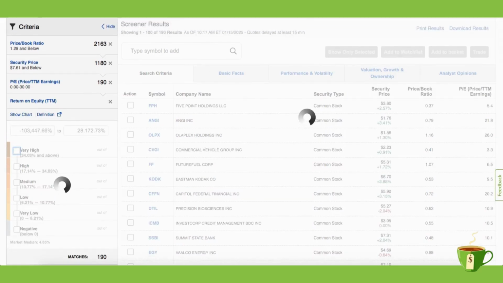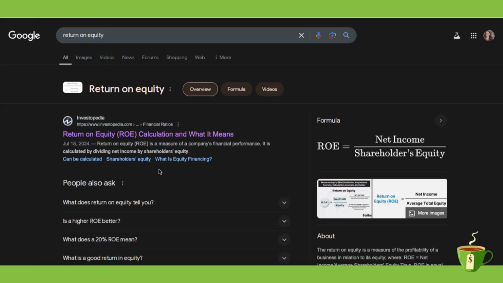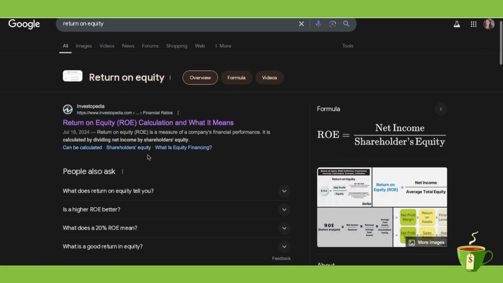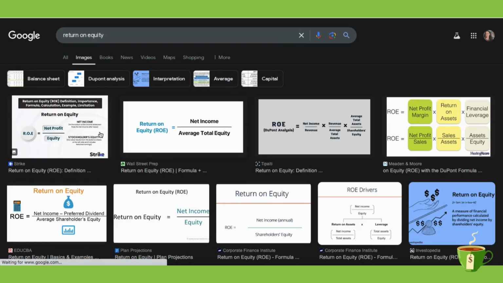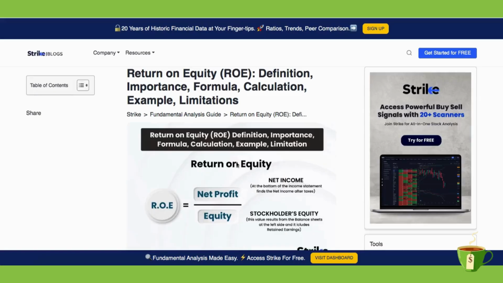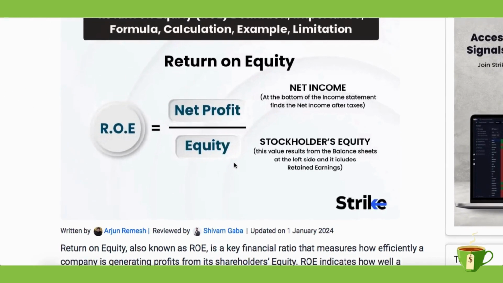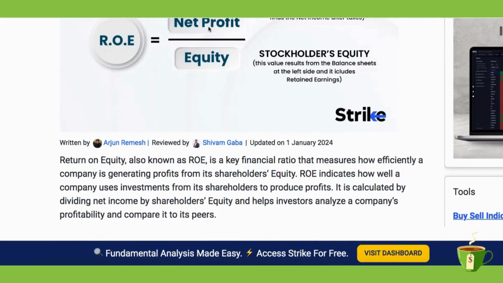So, let me show you this. It is dividing the net income by shareholders' equity. This is the formula. I think it's easier to just put it up here instead of putting it on the screen. So, yeah, net income and stockholders' equity, or shareholders' equity, and that's how you get the return on equity.